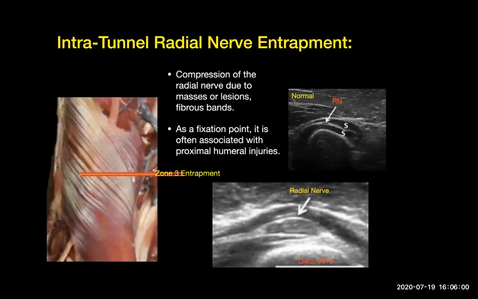So zone 3 is what we call the intratunnel compression of the radial nerve. When there is compression on this side, it is usually due to masses, lesions, or fibrous bands. This is a fixation point. In other words, if there is any tightening on this area that could be due to some sports or some activity, this area is the one that is to be involved. So you can see here in this slide, for example, a very swollen radial nerve in between the layers of the superficial and the deep supinator muscle.